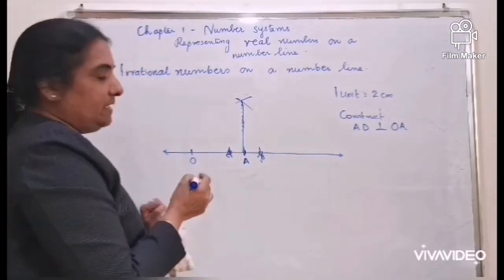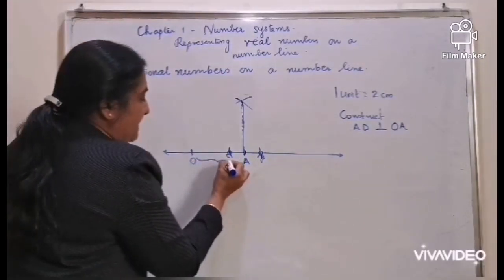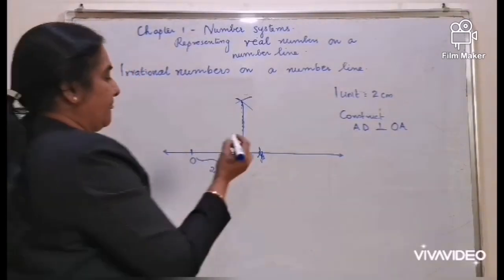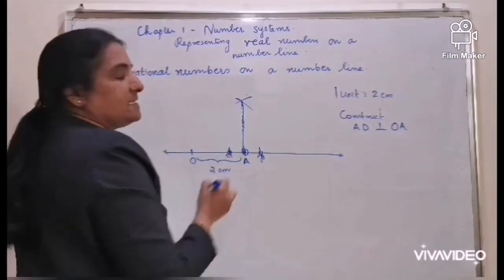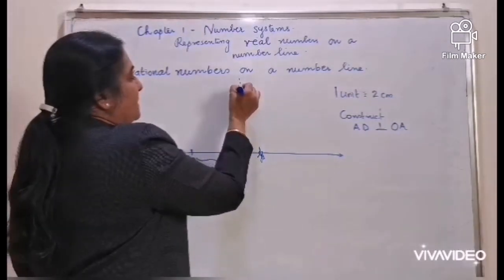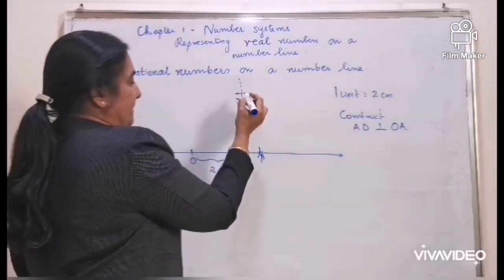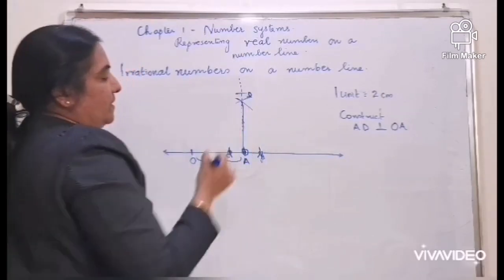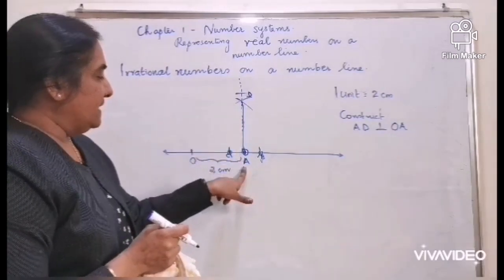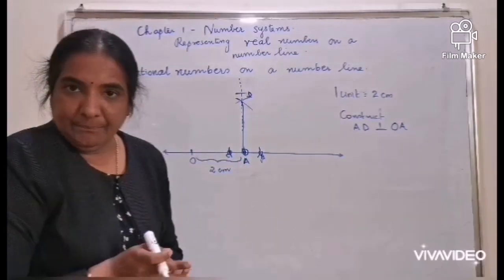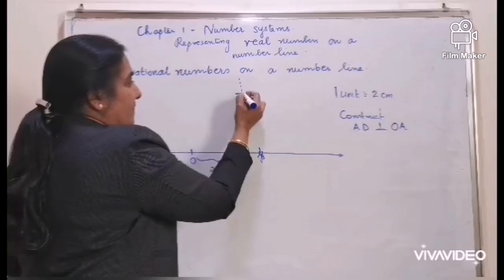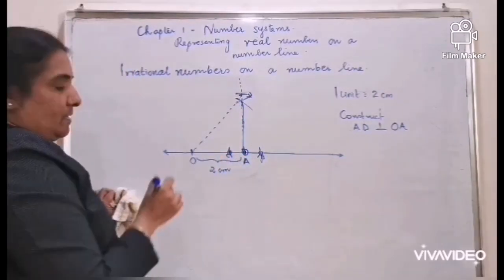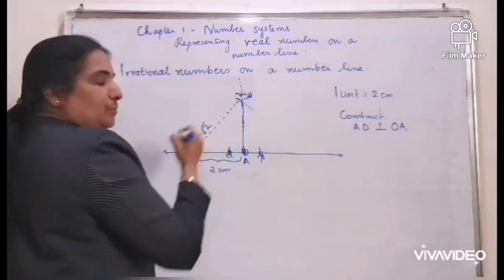On that perpendicular, take the same measure of 2 centimeter. With A as center and radius equal to 2 centimeter, you will get a point D which represents the perpendicular AD on OA. And now join OD. You got this length as root 2.